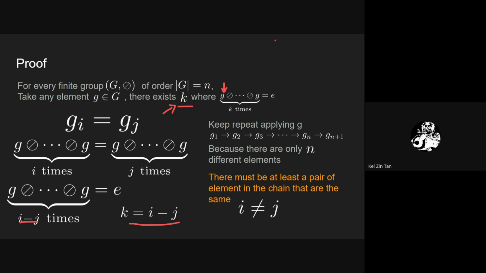If you know some other groups, for example modulo, then you can write something like g to the power of k. But if you don't know, then it's fine. Basically, if you repeat the same group operation on the same element for k times, then it will become the identity element e. So yeah, this is the proof.